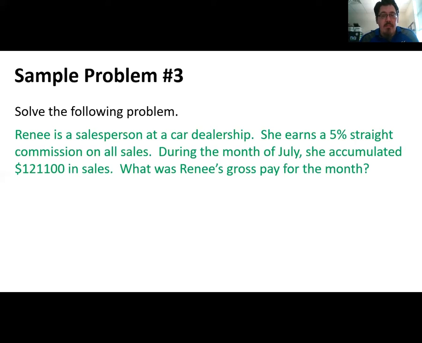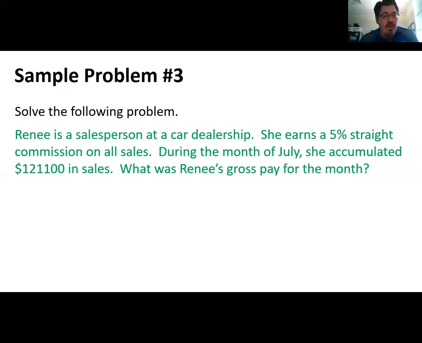So again, with a commission, what you're basically doing is it's a situation where based on how much you sell of whatever product, in this case, the person selling cars, you get a percentage of that amount as your pay. All right, so in this case, it has to be 5%.